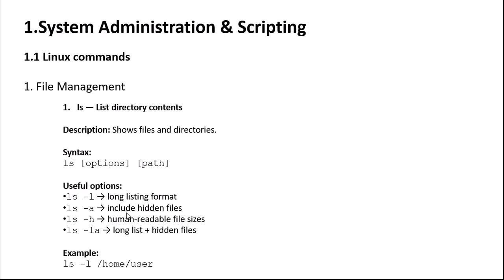ls -a includes the hidden files. ls -h is human readable file sizes. ls -la is a long list plus hidden files. Example: ls -l /home/user, where the path is defined.